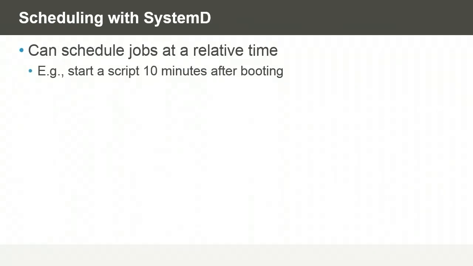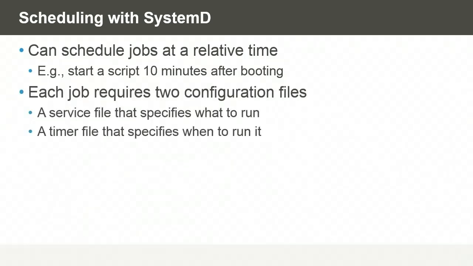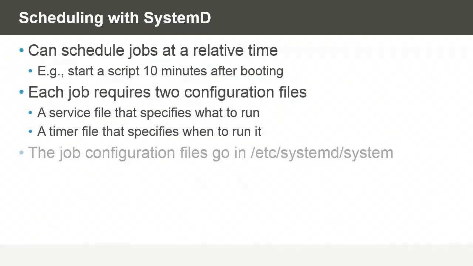Systemd can schedule jobs at a relative time. For example, to start a script perhaps 10 minutes after the system has booted. With systemd, each job requires 2 config files. One is the service file that specifies what it is that needs to run, and the second is the timer file. The timer file specifies when to run the job.